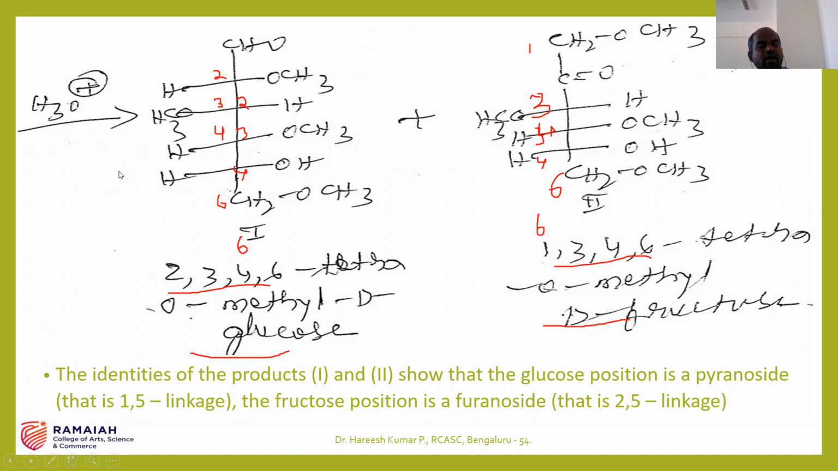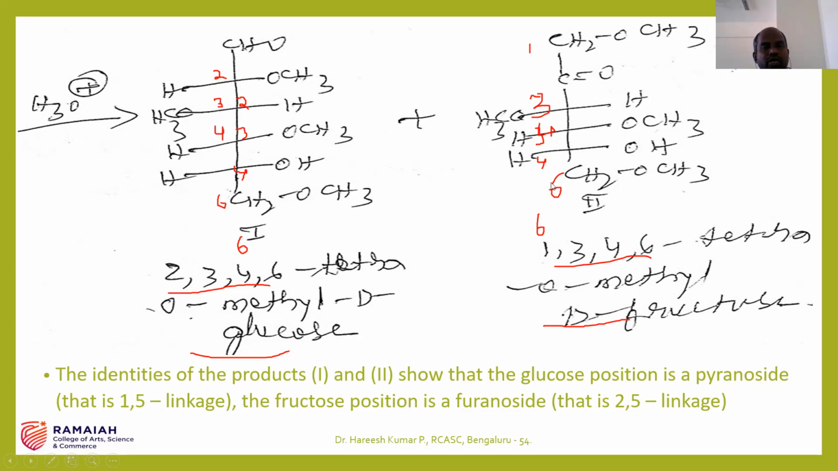The obtained octa-O-methyl sucrose is subjected to hydrolysis. Hydrolysis means treating with an acid. So what will happen? The glycosidic linkage is cleaved. Once the glycosidic linkage is cleaved by the hydrolysis, what you will get is an aldehyde in the glucose unit and a ketone in the fructose unit.